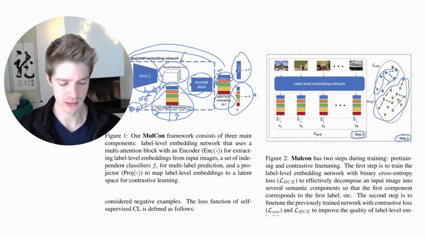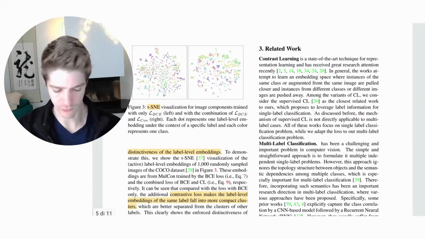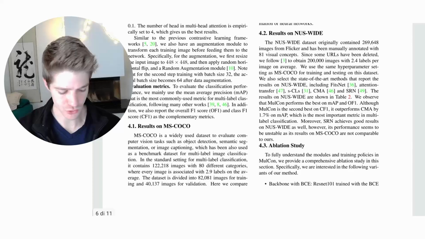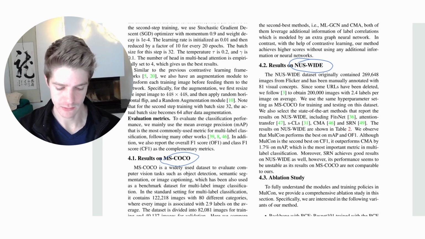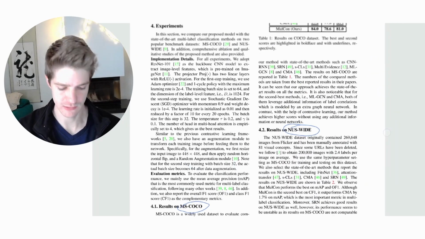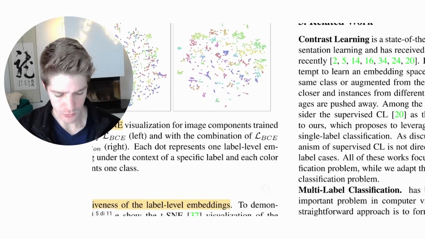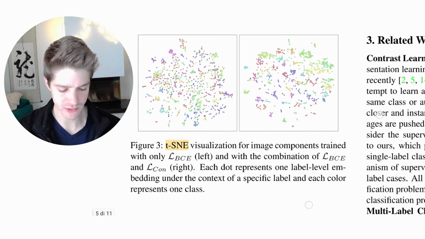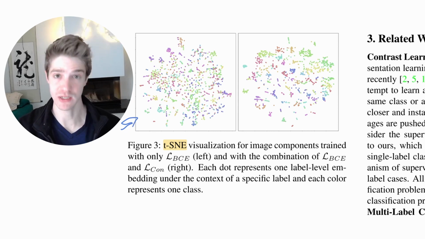Now that we have taken a look at the architecture, we can see some results. For example, here they trained on MS COCO and NUS-WIDE, and obviously both of them have multilabel images. But before going to the results, I want to show you this t-SNE visualization of the embeddings of the architecture trained just with the cross entropy loss.